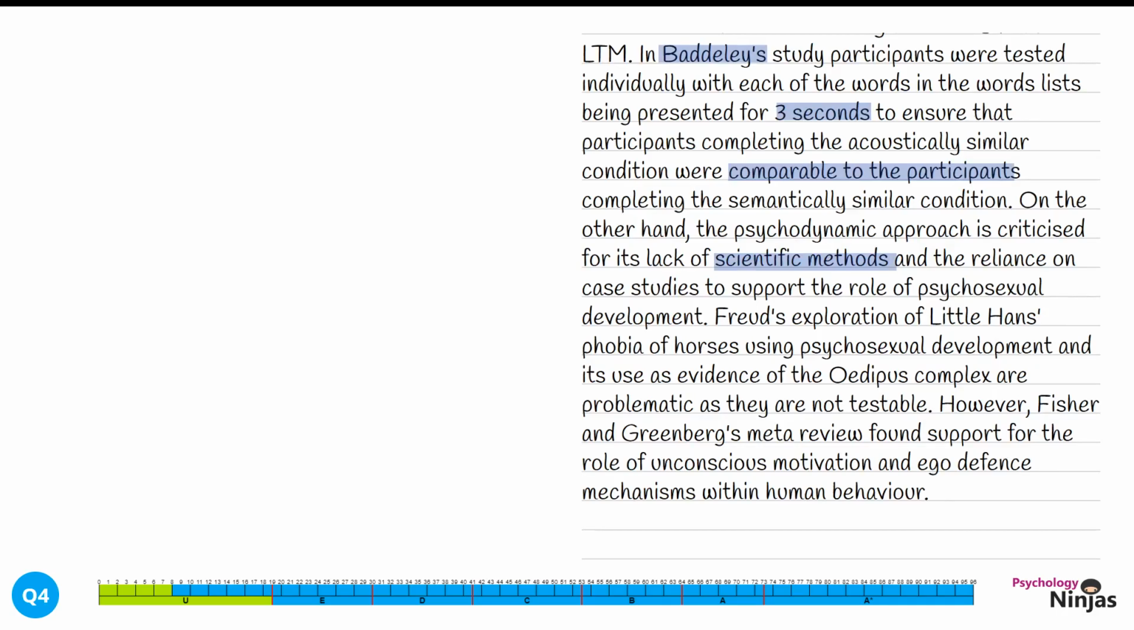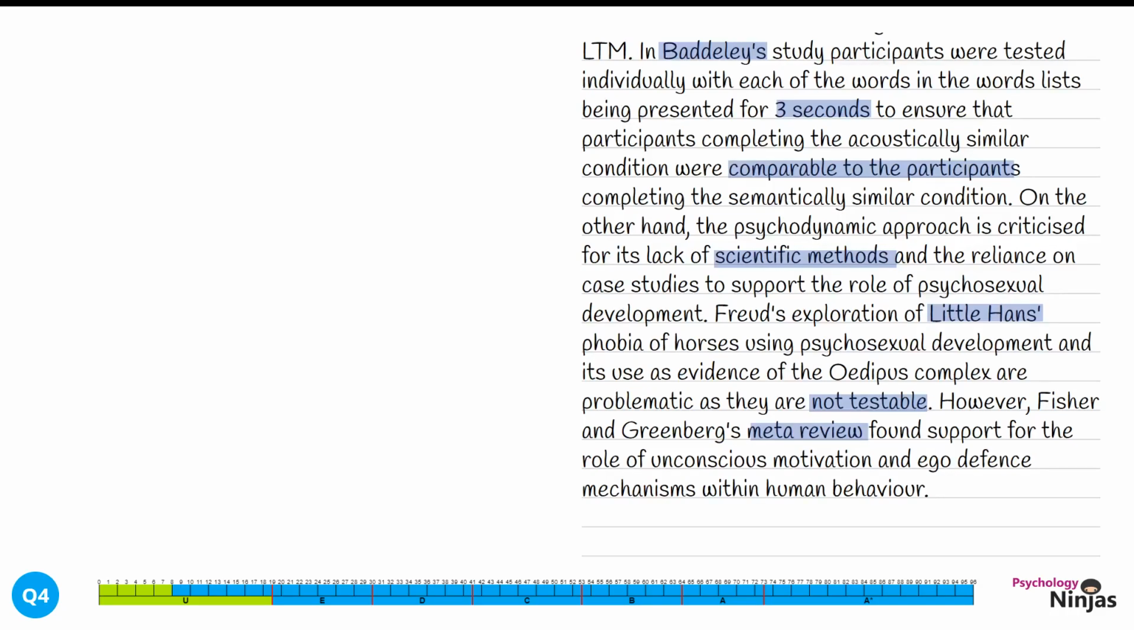We've gone on further and we've given a specific example of a case study that Freud and the psychodynamic approach have used. We've gone for little Hans here, but you can use any case study within the psychodynamic approach. We've gone one step further and talked about how these concepts are not testable, and that's what makes them unscientific. We've given a further counter-argument for this within our discussion of psychodynamic approach, talking about Fisher and Greenberg's meta-review that is more testable and shows an idea of discussion within our response.